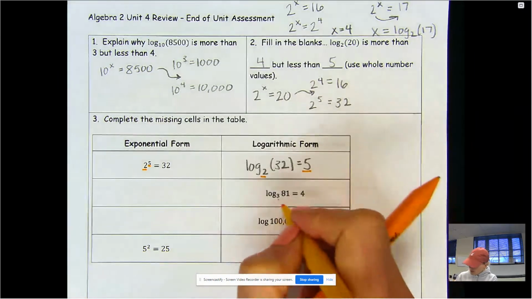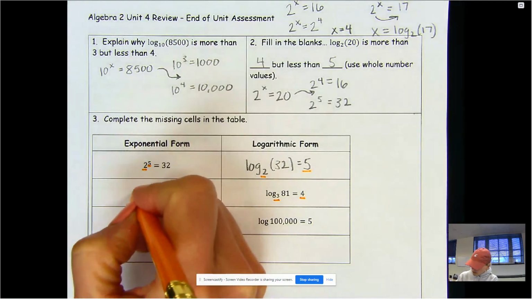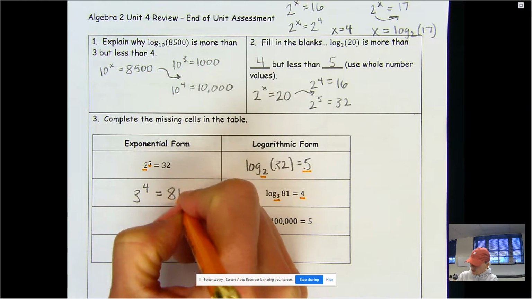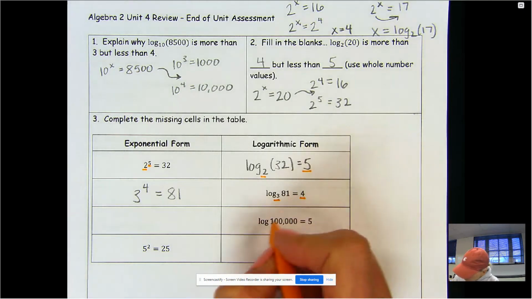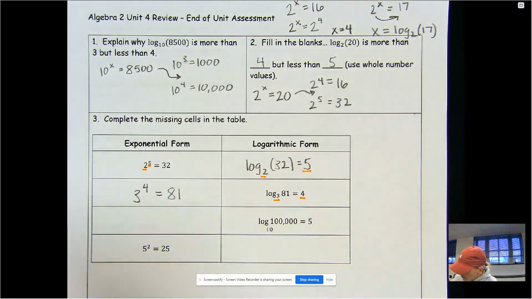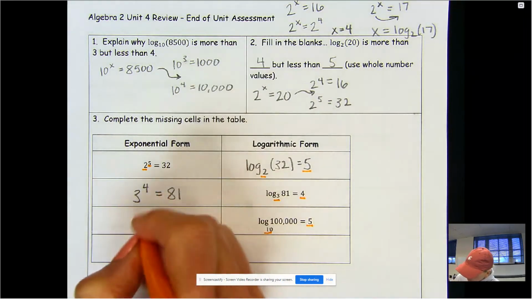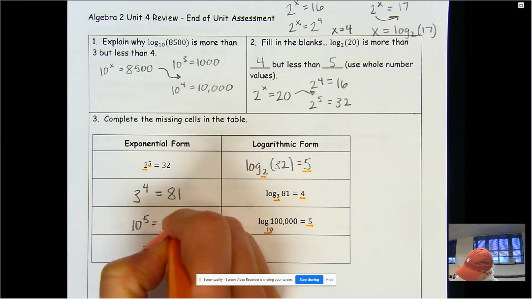Okay, so we've got 3 to the fourth for the next one. The base is 3, the exponent is 4, and that's equal to 81. Here, when the base of the log is not written, then the base is 10. So I'm just going to put a little 10 in here. This is my base, this is my exponent. So 10 to the fifth is equal to 100,000.